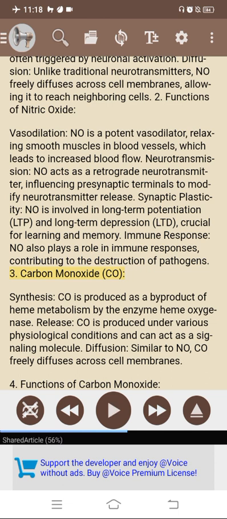3. Carbon monoxide, CO. Synthesis. CO is produced as a byproduct of heme metabolism by the enzyme heme oxygenase. Release. CO is produced under various physiological conditions and can act as a signaling molecule. Diffusion. Similar to NO, it freely diffuses across cell membranes.